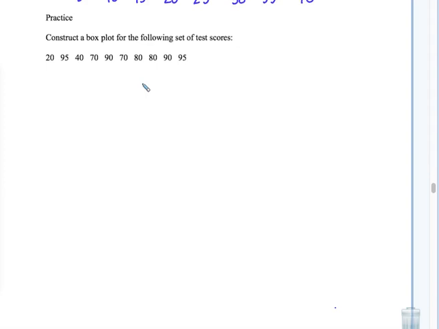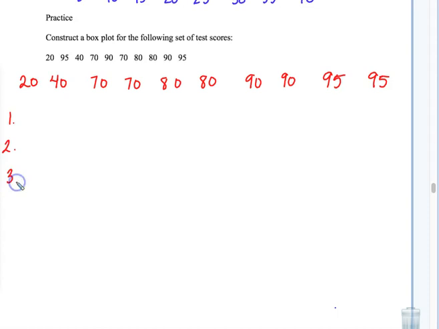So remember, first thing, these numbers are not in order in this one, so you definitely have to put them in order. So I have 20 first, then I have 40, 70, 70, 80, 80, 90, 90, 95, 95. All right, so there's all my numbers in order. And then I'm going to do my 5-number summary.